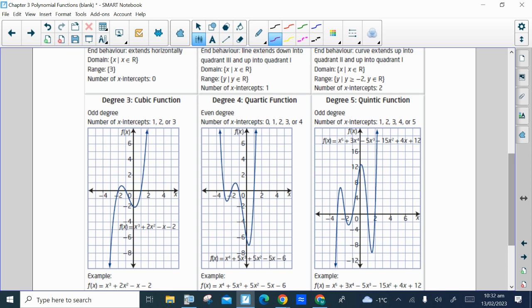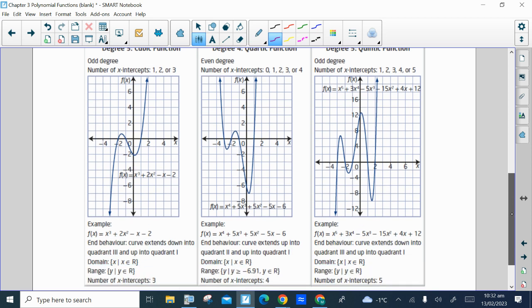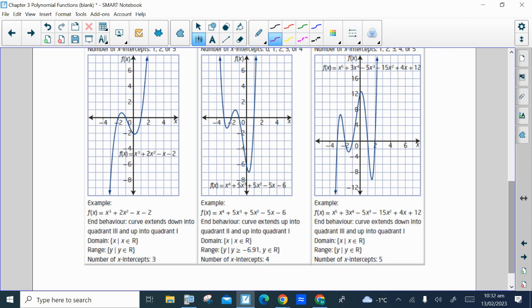So that first term tells us a lot about a polynomial function. And then if you look at the constant term, that will tell you where the y-intercept is. So we can use all these characteristics to help us sketch a fairly accurate graph.